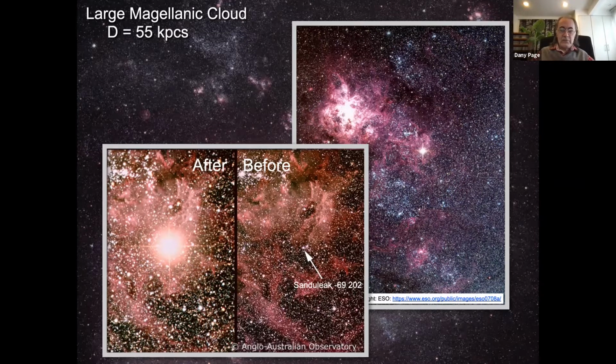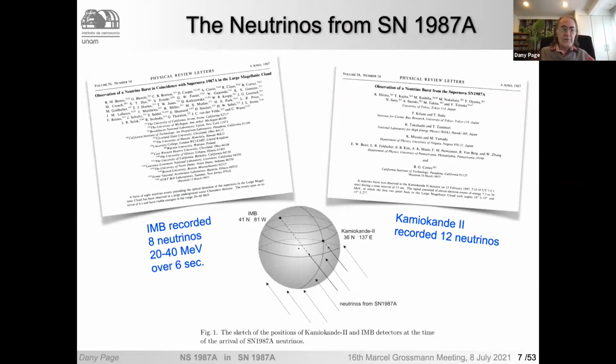And as you all know, neutrinos were observed: 8 in the IMB detectors in the US and 12 in Kamiokande. So the neutrinos were evidence that a neutron star was formed there. The big question is, well, what was left after? Some people say that since it was not showing up, it collapsed into a black hole.